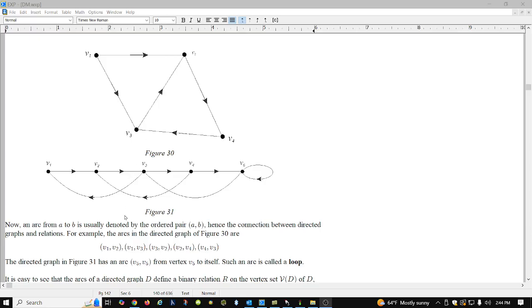Okay. And it works conversely. If you have a relation that defines a directed graph, the nodes of the graph are the elements of the underlying set. So it's a relation on a set. And the arcs of the graph are the ordered pairs from the relation. When you have an element related to itself, as is the case for V5 here in the second figure, you draw a loop.